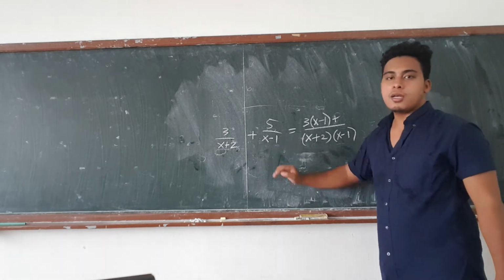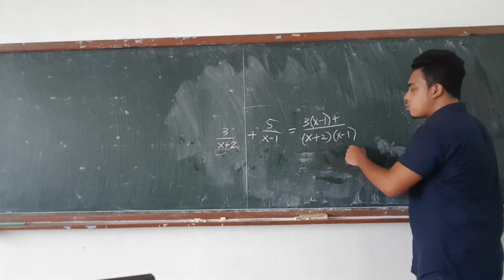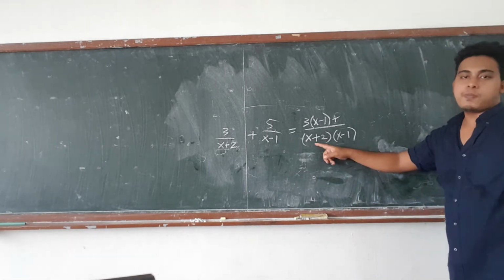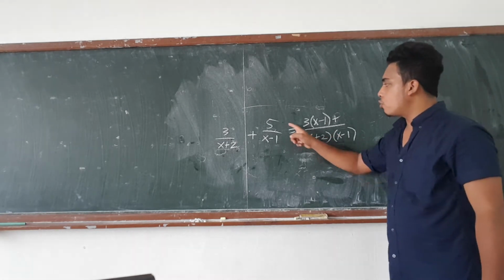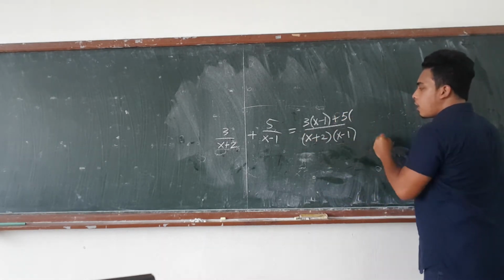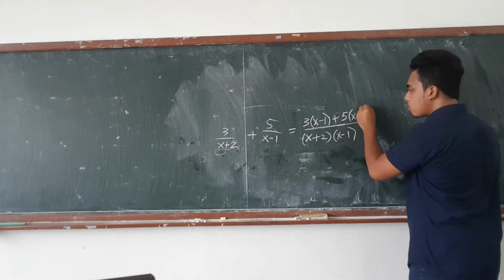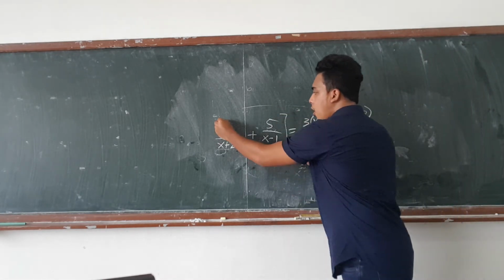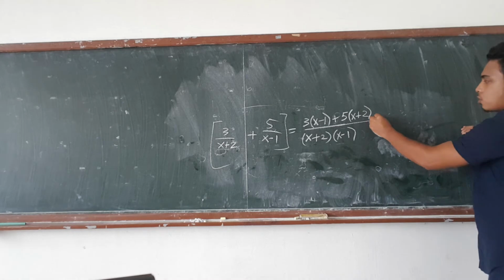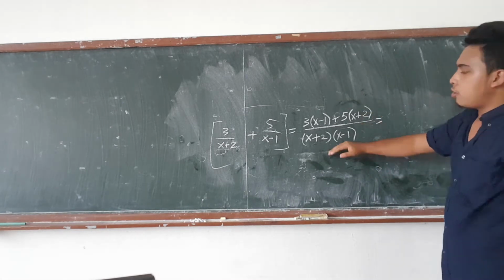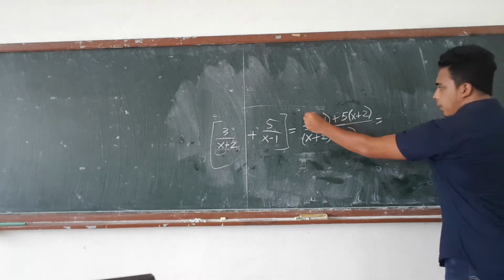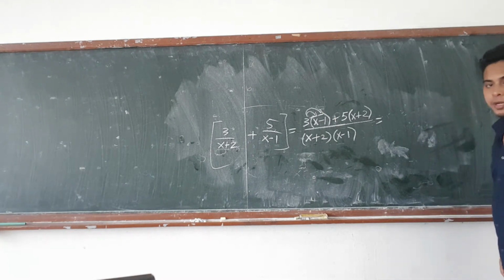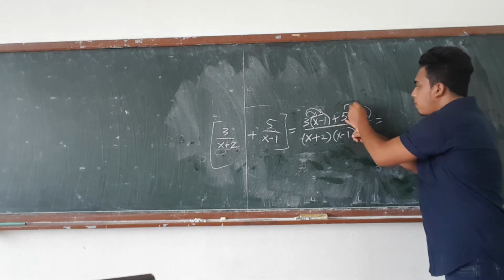Then next is the second fraction. So x plus 2 times x minus 1 divided by x minus 1, that would be x plus 2. Then x plus 2 times 5, that is 5 times x plus 2. Afterwards, to find the answer or the sum of these two fractions, we combine the numerators over the denominator. So by the use of the distributive property, distribute 3 to every term of our expression, distribute 5 to every term of this quantity.